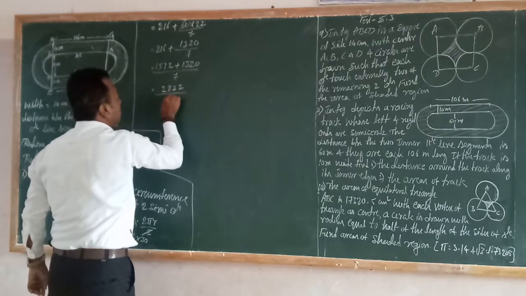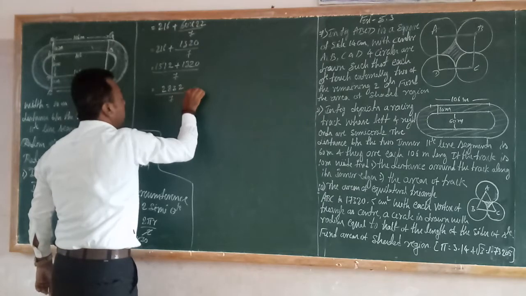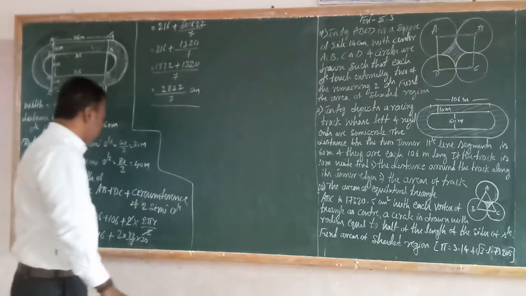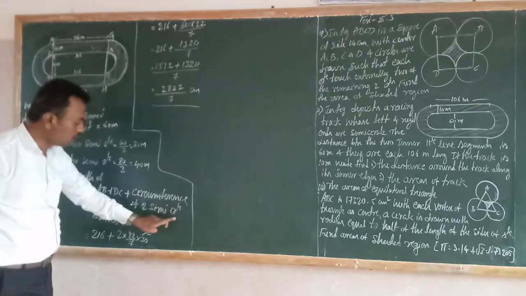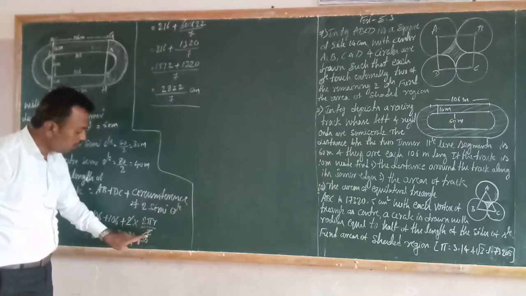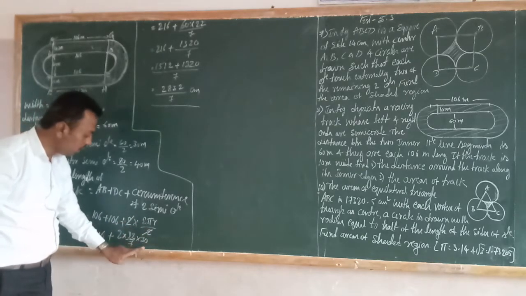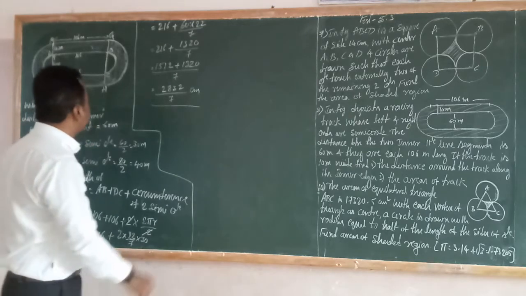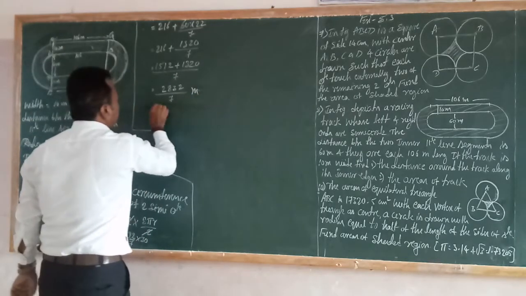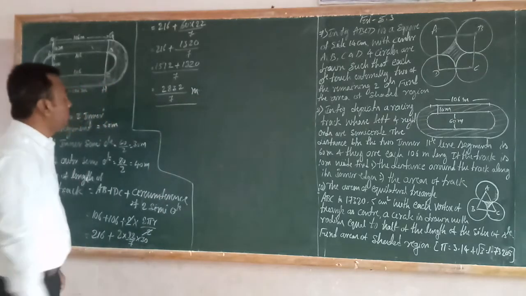So this is the length of the inner track. Circumference of the two semicircles: 2 into the circumference of a semicircle, which is 2 pi r by 2, the 2 gets cancelled. What is remaining? 2 pi r, 2 into 22 by 7 into the radius 30. Not centimeter, this is meter. So 2832 by 7 meter is the length of the inner track.